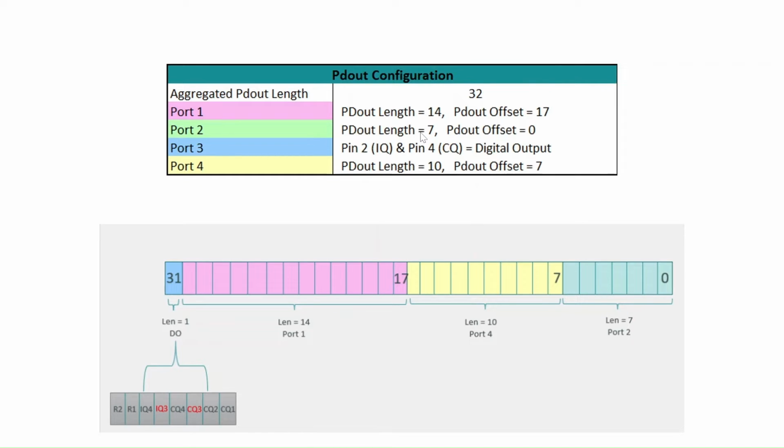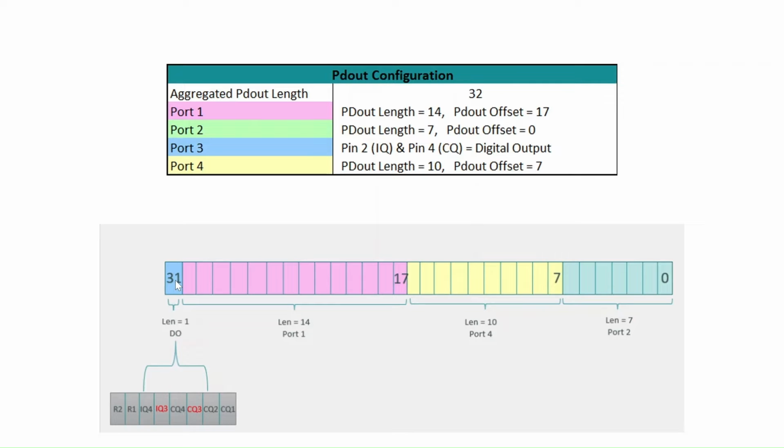We can see that port 2 has an offset of 0, so it begins the data stream starting at index 0 to index 6. It's then followed by port 4, which runs from index 7 to index 16, and then port 1 ends the IO-Link data from index 17 to index 30. As a keynote, the digital I/O, regardless of which port they are located on, are always placed in one byte, and that byte is always the most significant byte.